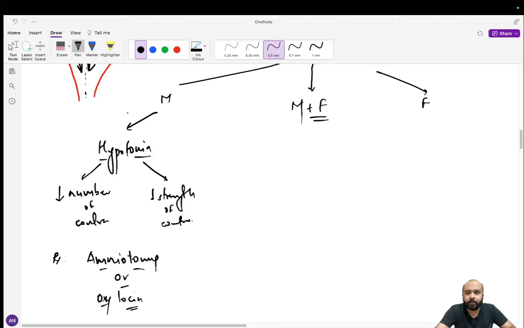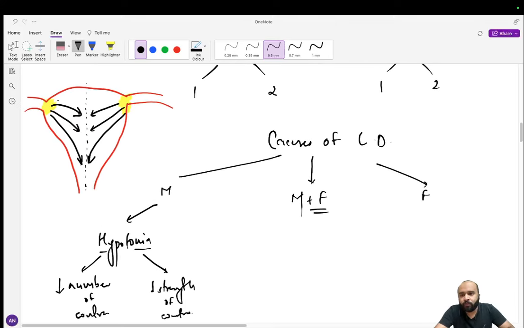The other thing that can happen is that from one side there are very strong contractions, whereas from the other side, they are not yet that adequate.